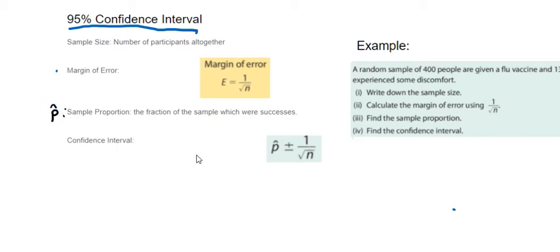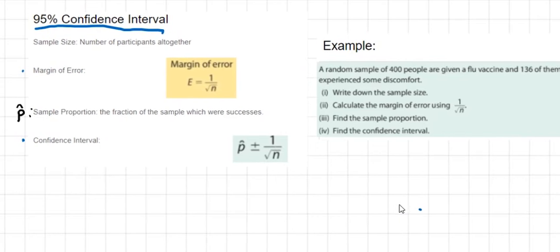That means it's the fraction of the sample which were successes, generally the fraction who said yes, basically successful outcomes. And then the last part is the actual confidence interval itself. This is the formula for it: the sample proportion plus or minus the margin of error. So there are two parts you need to work out to be able to give a confidence interval.